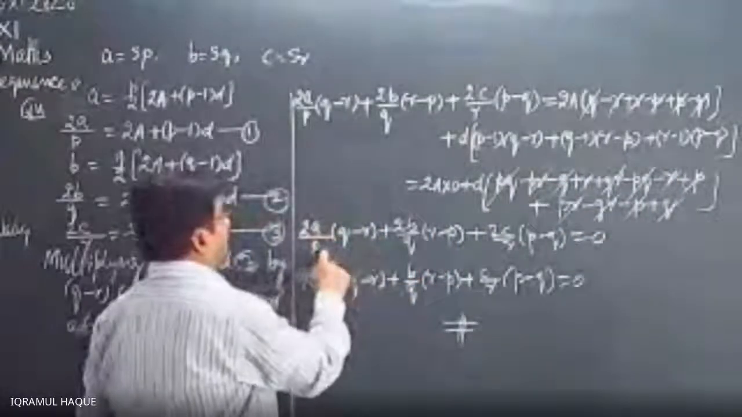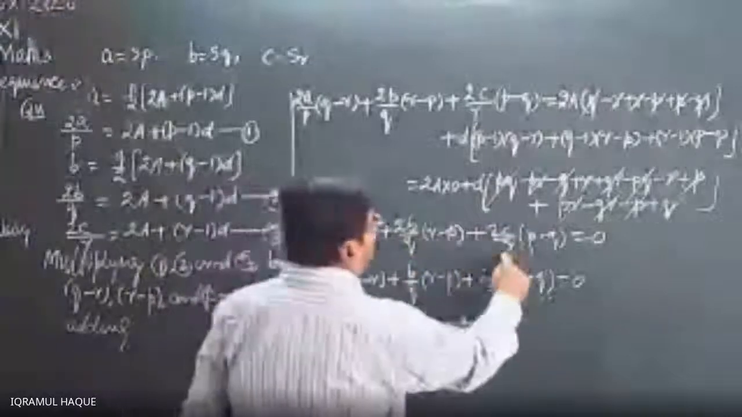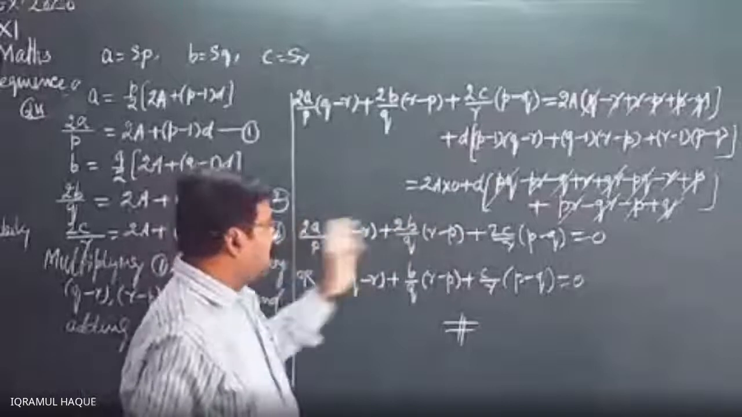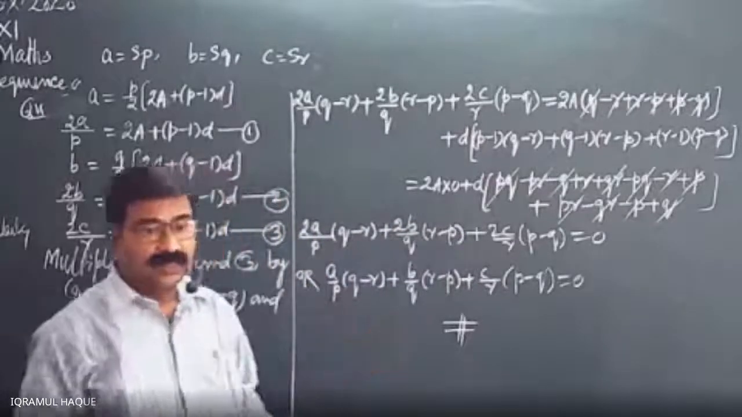Here we have 2a upon p, q minus r, 2b upon q, r minus p, 2c upon r, p minus q is equal to 0. So 2 is common everywhere, divide by 2. So we have got the result. Got it?